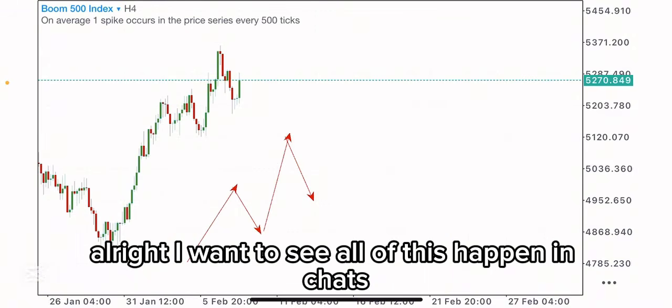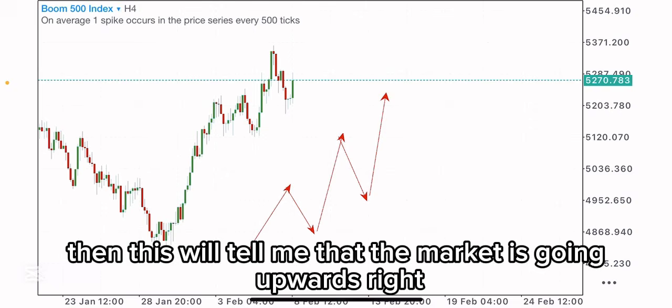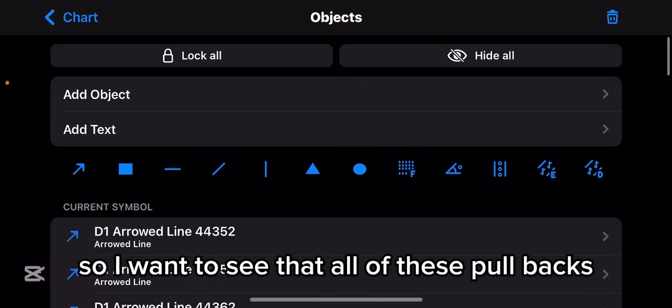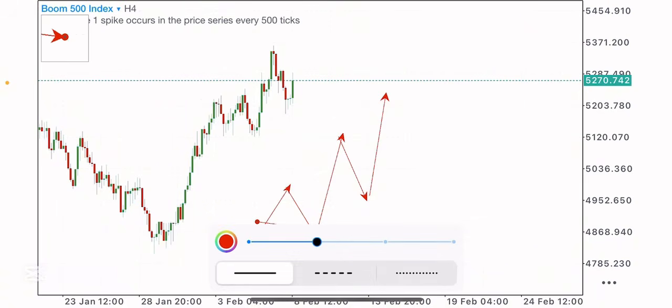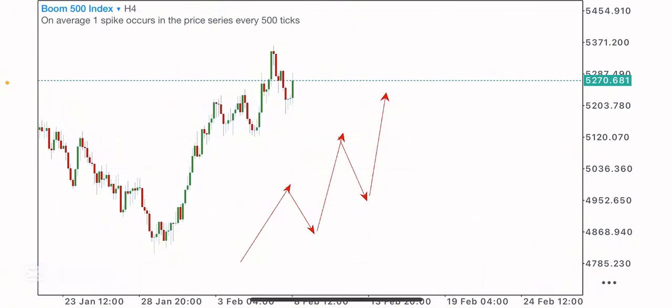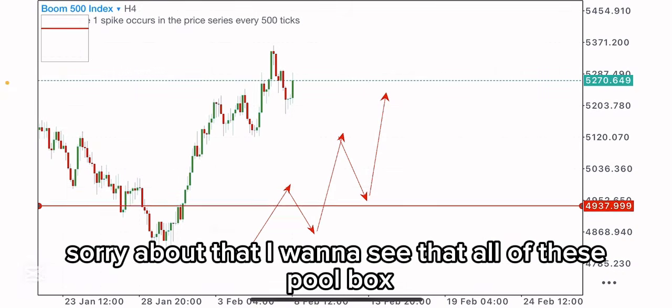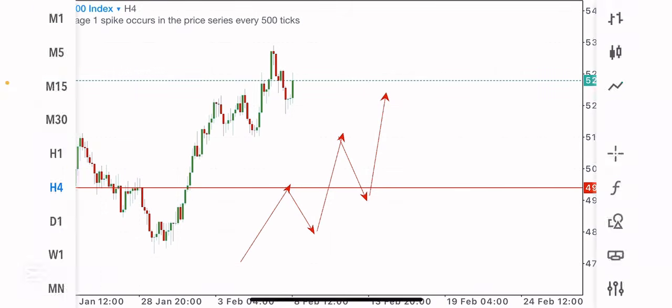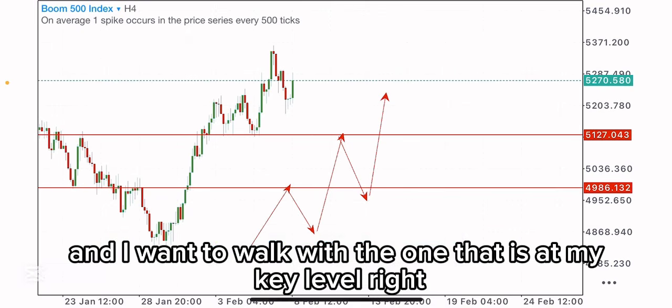All right, I want to see all of this happen in the chart. Then this will tell me that the market is going upwards, right? So I want to see that all of these pullbacks are clear enough, and I want to work with the one that is at my key level, right?